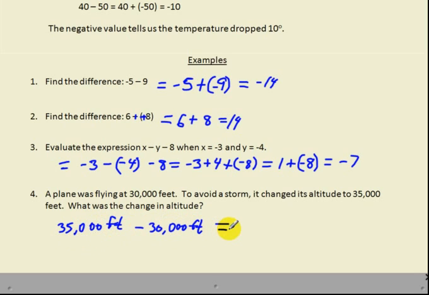So 35,000 minus 30,000. If you want, you can rewrite this. And of course, you've done problems like this enough that you don't really need to in this case so much. But you can think of this as adding a -30,000, and ultimately you end up with an answer of 5,000 feet. And notice, because we kept that convention of taking the newer value minus the original, the sign of our answer tells us this was an increase of 5,000 feet.